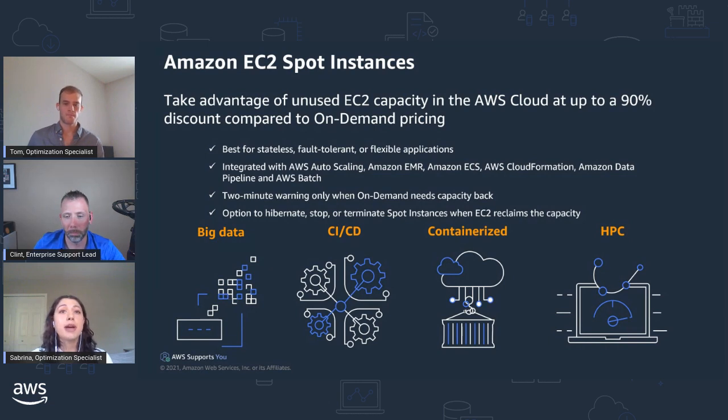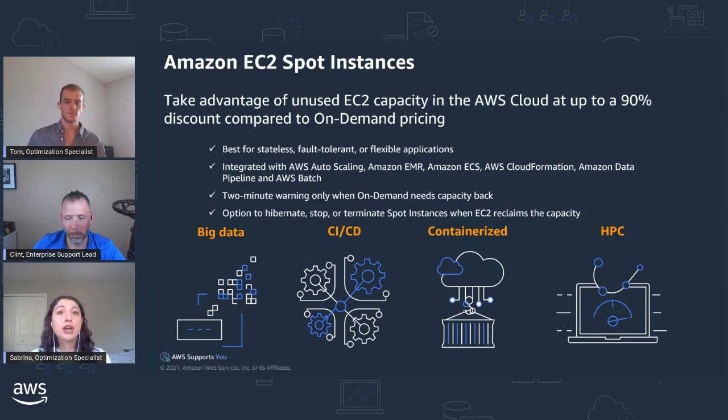And Spot instances are best used for stateless, fault-tolerant, and flexible workloads that can be interrupted when AWS needs to reclaim capacity back. And then when that happens, when AWS does need to reclaim the capacity back, you would be notified via a 2-minute warning. And during that time, you have the choice to either hibernate, stop, or terminate the Spot instance.